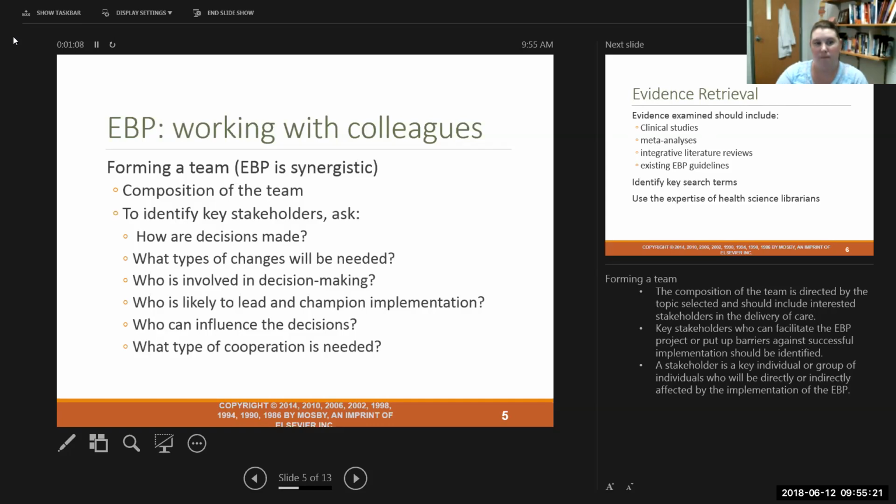It's really important that we work with one another as we try to implement evidence-based practices in our work settings, that we have people on board, that we have buy-in to the things that we're trying to implement, that people understand the importance of these.